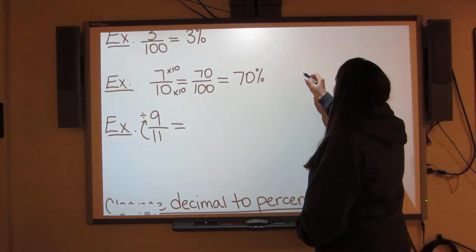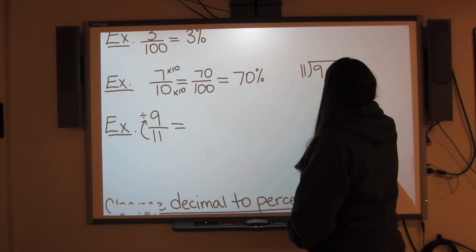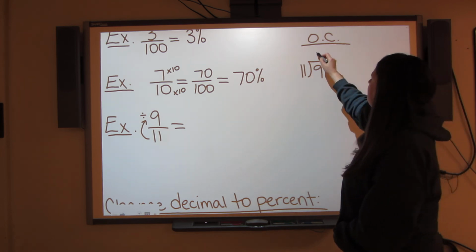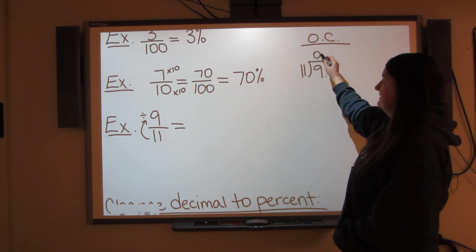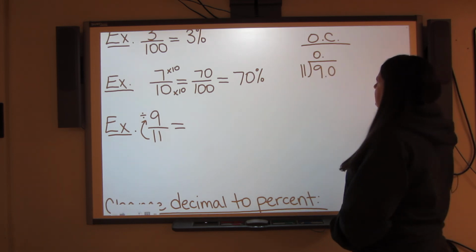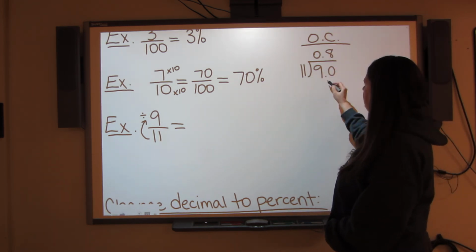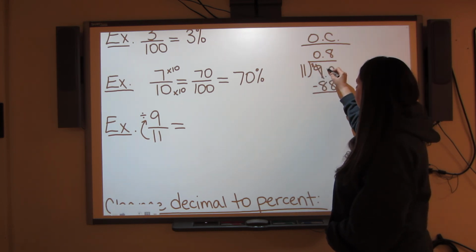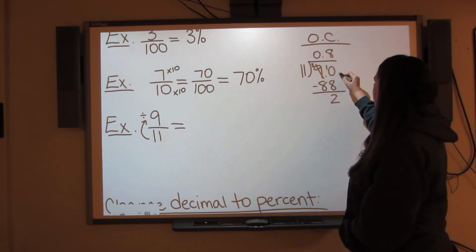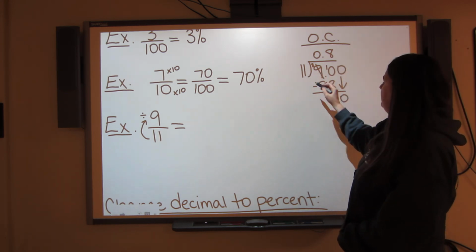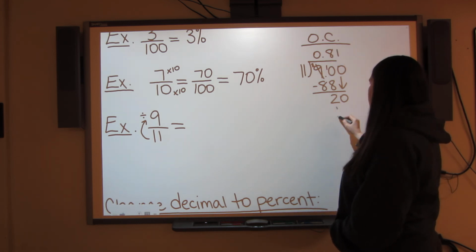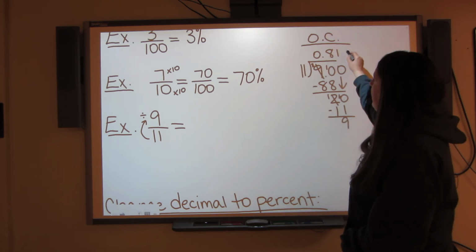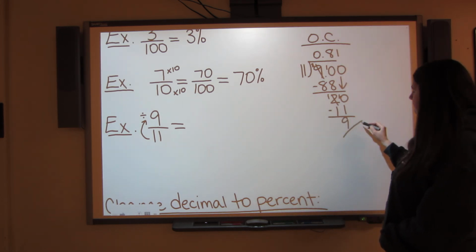So let's do that. I take my 11, I divide it into 9. These are my outside calculations. 11, of course, can't go into 9, so this is where we get our decimal. 11 can go into 90, 8 times, of course, 88. Don't forget to borrow. 2 left over. 11 can go into 20 only 1 time. Don't forget to borrow. And I have 2 decimal spots, I'm done.